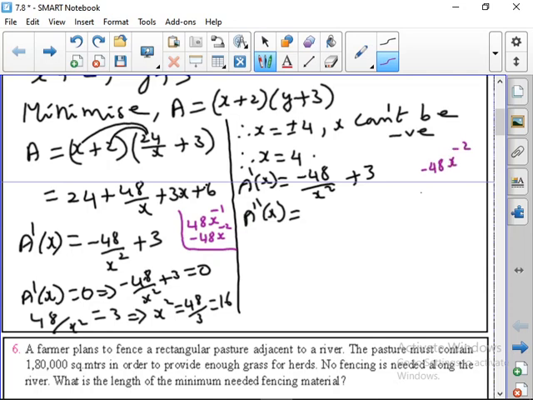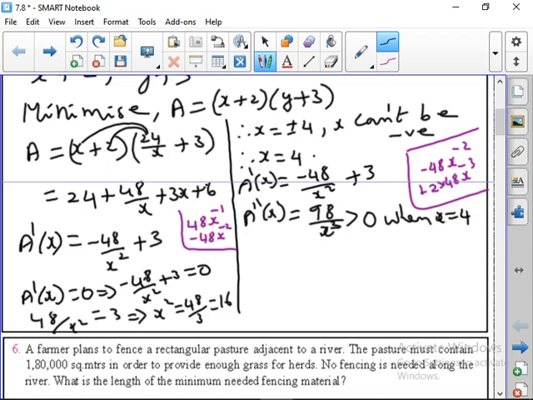So how will you differentiate? Minus into minus will become plus, 2 into 48 into x power minus 3. So it is equal to 2 into 48, 96. So 96 by x cube you will get. So it is greater than 0 when x is equal to 4. Since it is greater than 0, what do we have? Area is minimum.